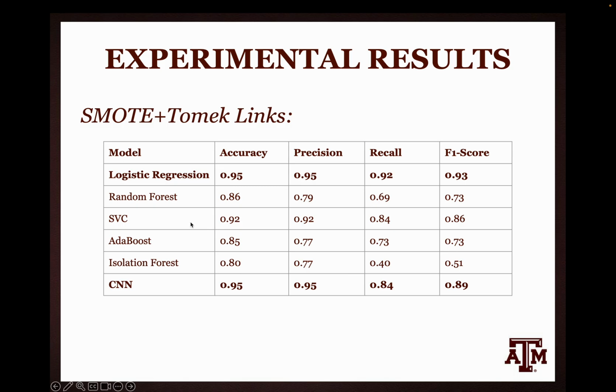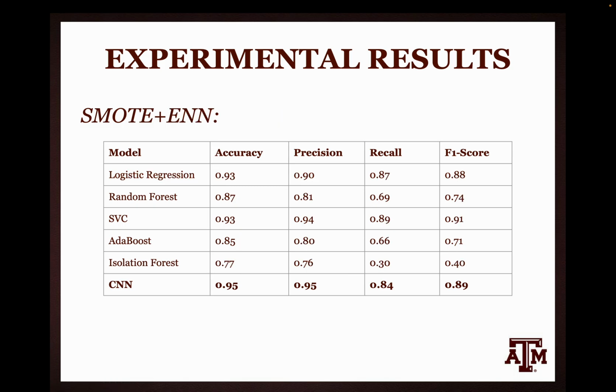attained using SVC. The last technique employed is SMOTE plus ENN. This is also a hybridization technique, just like the previous one. But in ENN, the nearest neighbor of each of the majority class is estimated. If these nearest neighbors are misclassified, that particular instance of the majority class then gets deleted. So this technique majorly focuses on eliminating noisy synthetic samples. And in this technique as well, we see that CNN attained the highest accuracy of 95%, followed by SVC and logistic regression, which got an accuracy of 93%.